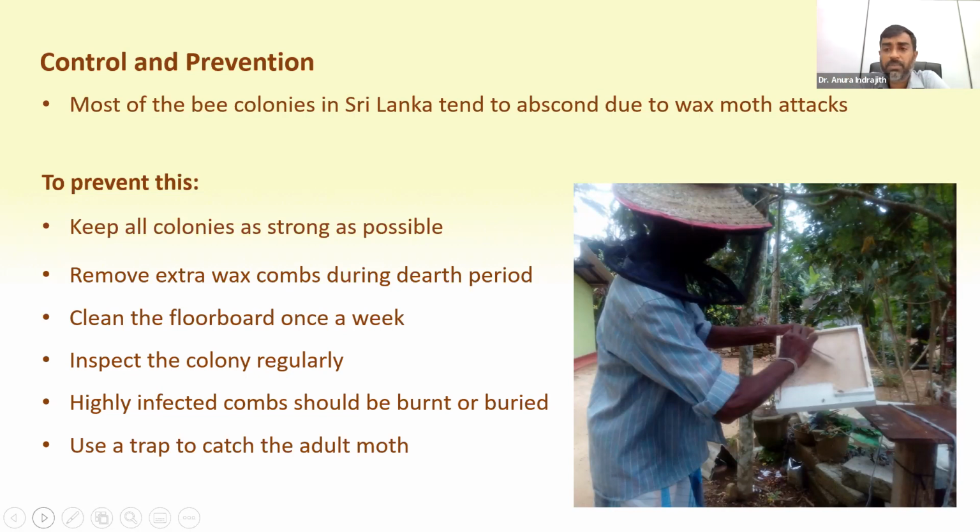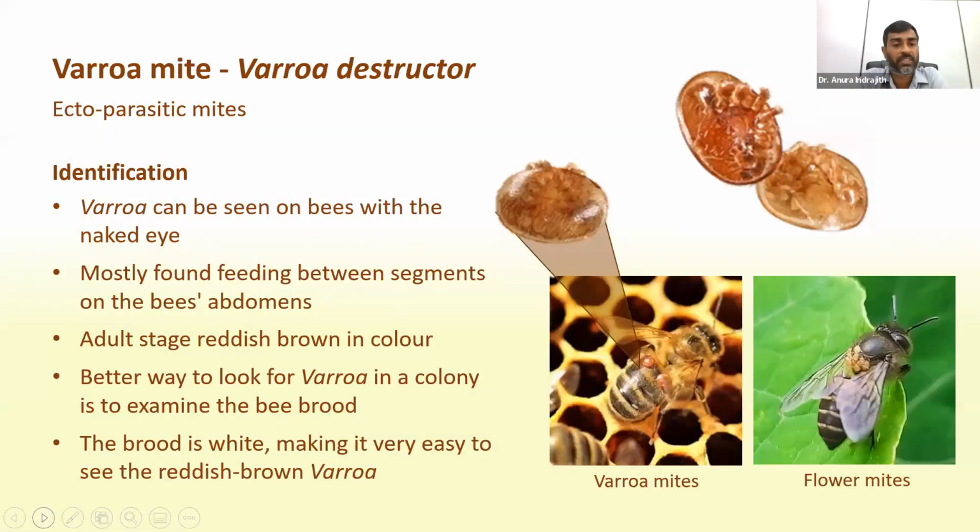Remember that this is the most serious pest problem in honeybees in Sri Lanka. The next important pest is a kind of mite. So mites and insects are different. You know that mites are just like spiders; they have 8 legs, but insects have only 6 legs.